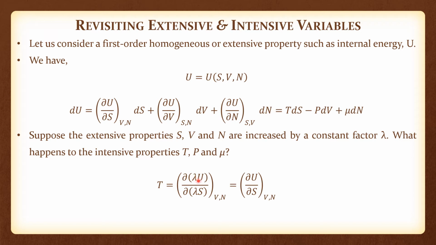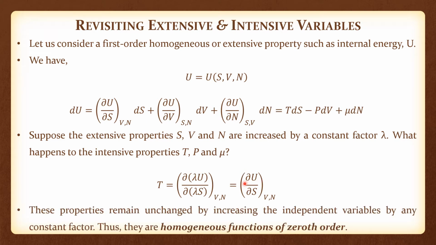Notice that this is lambda U, because I have increased all three extensive variables by a constant factor lambda. So U of lambda S, lambda V, lambda N will simply be lambda times U. So the partial derivative does not change. In other words, these intensive properties remain unchanged by increasing the independent variables S, V, N in this particular case by any constant factor. These are the partial derivatives, right?